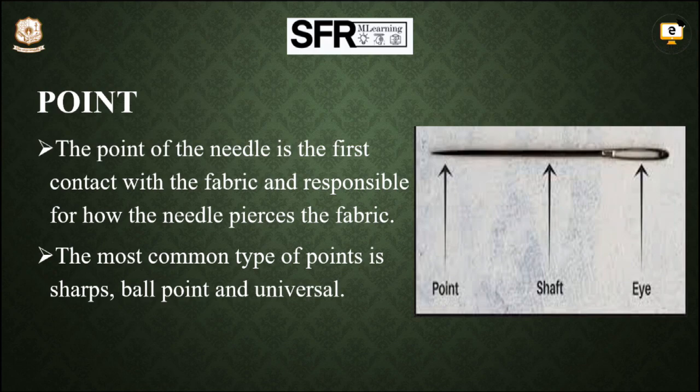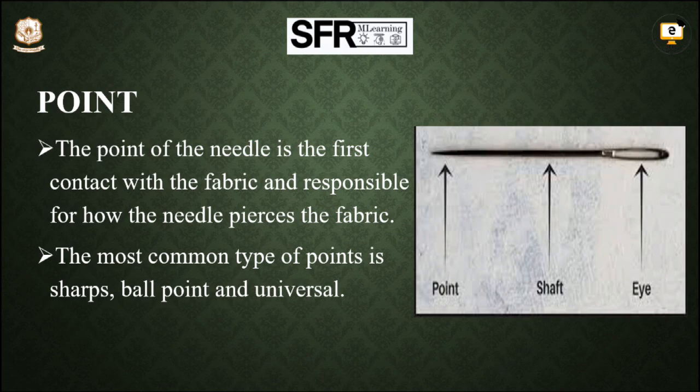Next one is ball point needles. They are designed for knit fabric so that the point glides between the loops of knit fabric without disturbing the fibers that make up the fabric. Ball point needles do not form as straight a stitch as sharp needles. The non-straight stitching is more apt to stretch with the fabric.